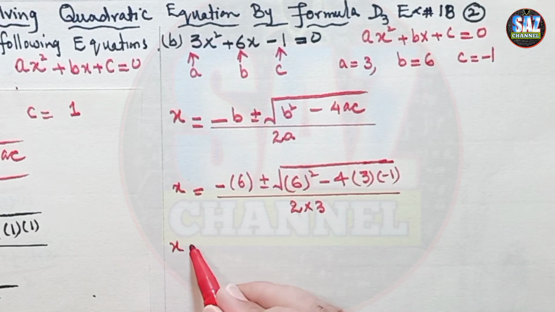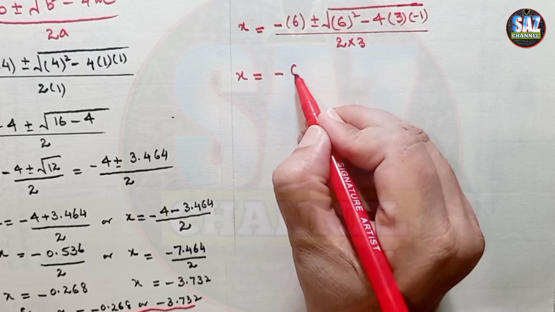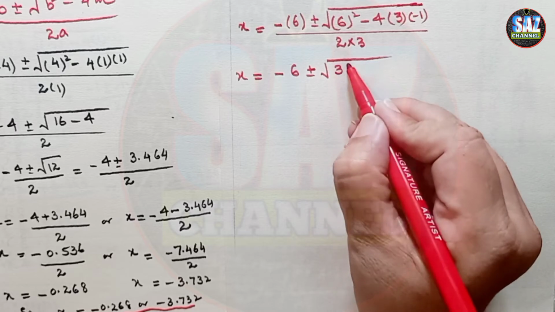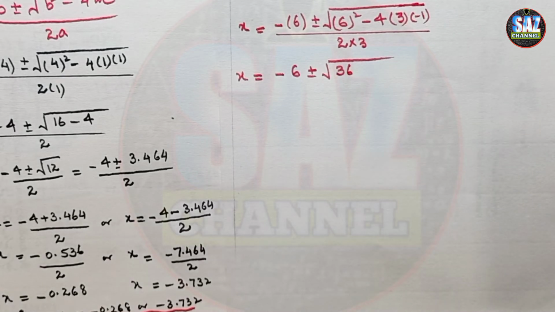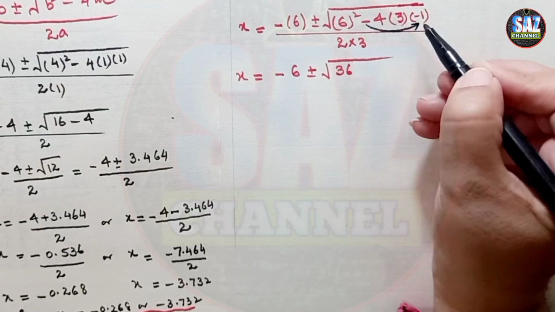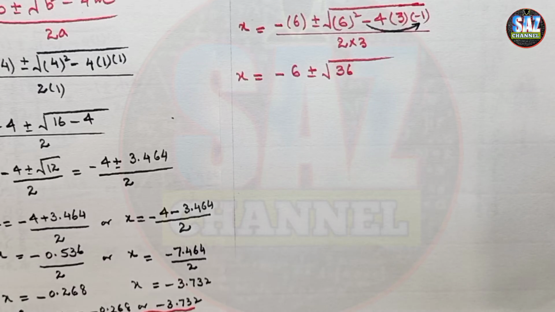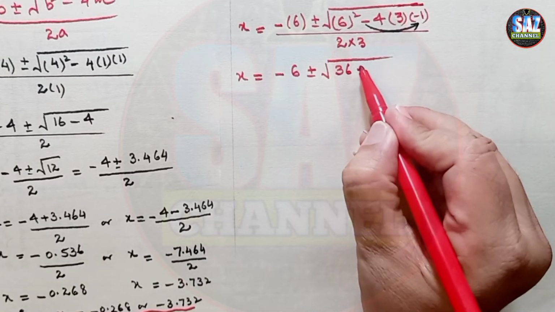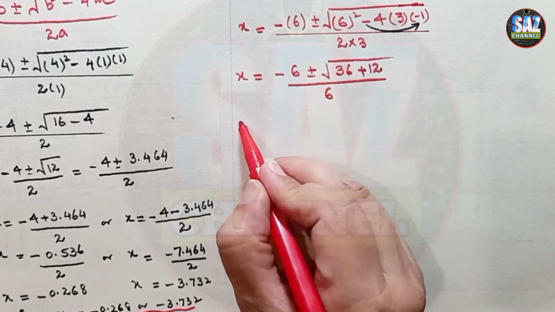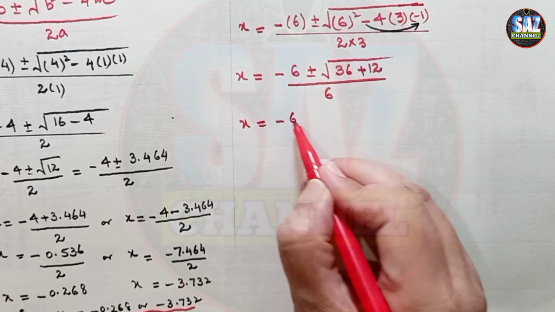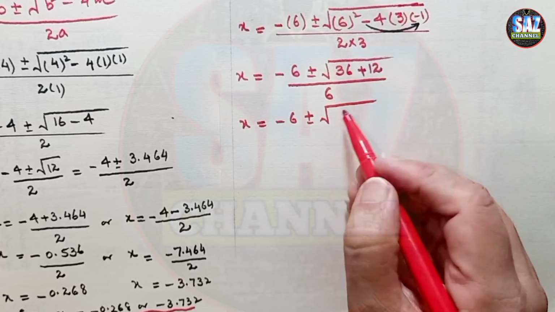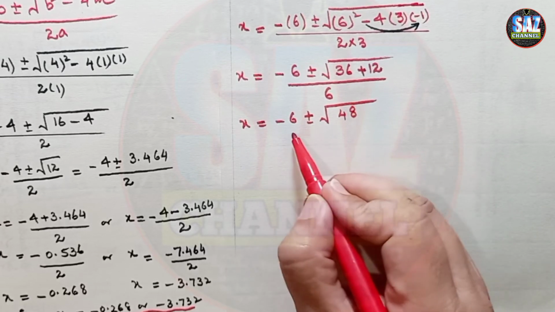And now we should have good command on integers and squares. So 6 square is 36. Look, this is the minus sign of the formula, and we are having one more sign, so minus multiplied by minus will become plus 12. Plus 4 times 3 is 12, upon 6. Now x equals minus 6 plus minus, add them up: 36 plus 12 is 48, upon 6.